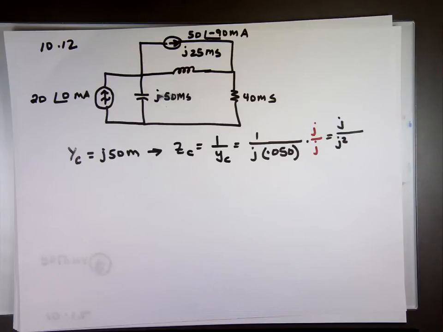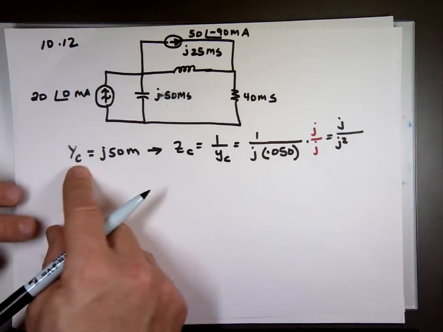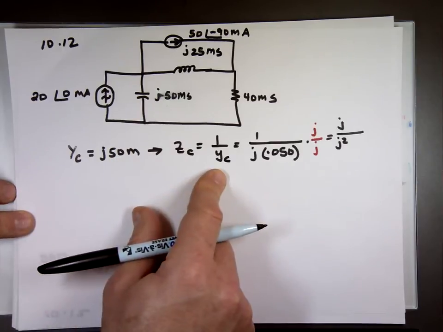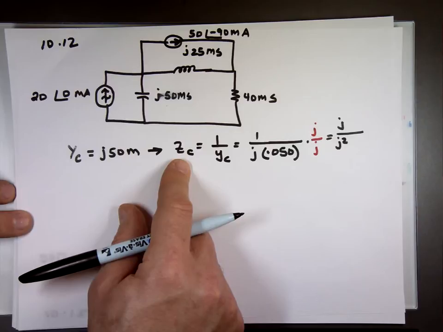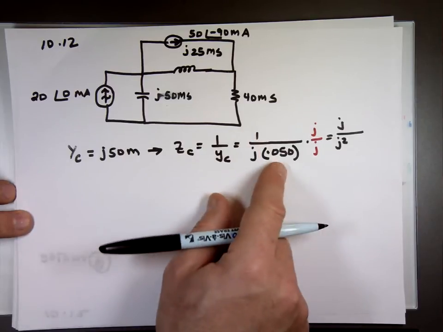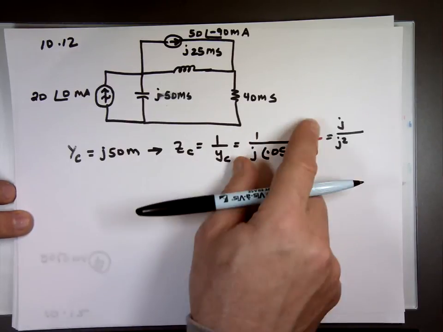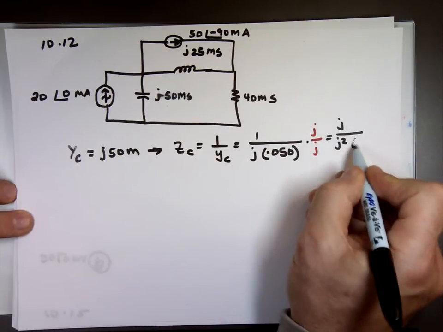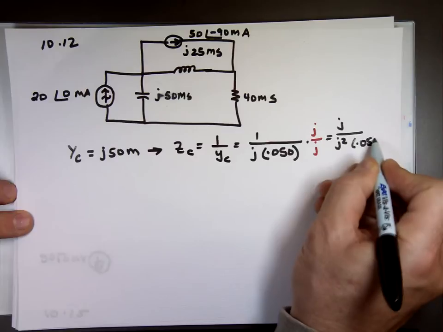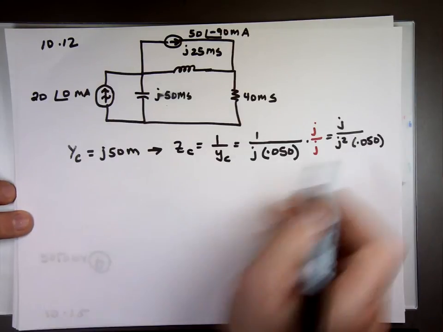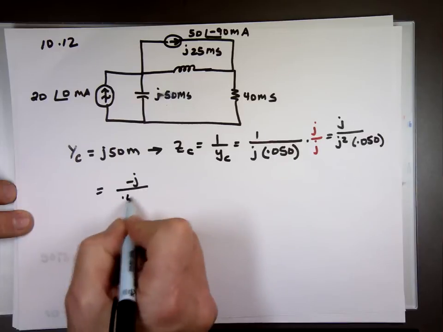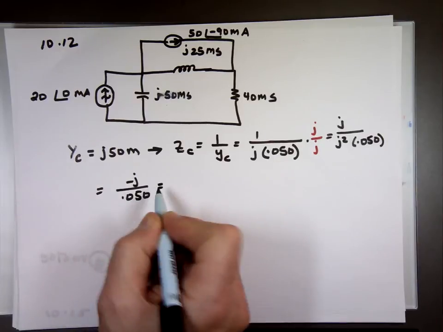Now it's recording. So y equals j50, and z is 1 over y. So to get the z value for the capacitor, it's going to be 1 over that, and to get rid of that j, we'll multiply the top and the bottom by j. So you have j squared in the bottom, 0.050. Well, j squared happens to be a negative 1, so it's negative j over 0.050, and that number will be what?